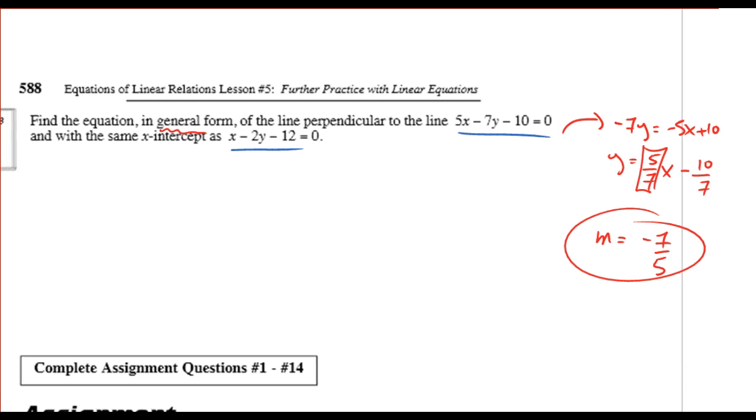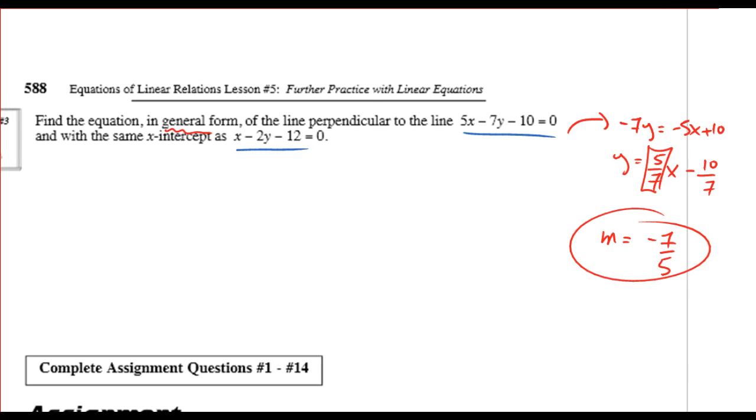I need to get a point, so I'm going to use the second piece of information, that our line has the same x-intercept as this line. Okay, no problem. So I'm just going to calculate the x-intercept from this line. Again, I'll do that over here to the side. How do I do that? Well, we're going way back to a couple units ago. I just make y equals 0 in order to get the x-intercept.